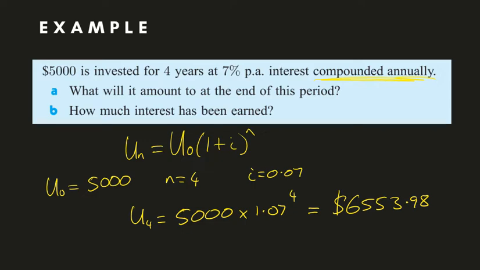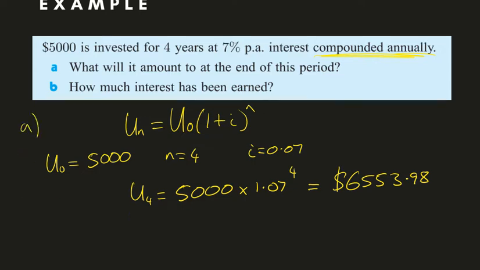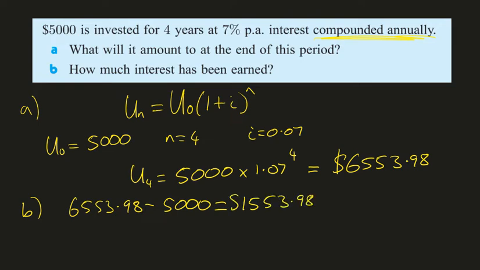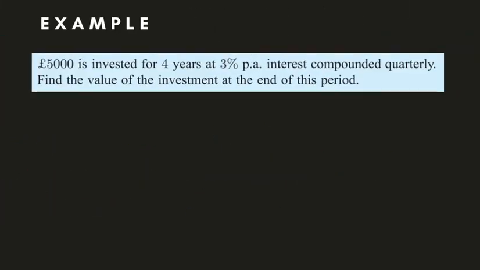That is it. Part B, how much interest has been earned? Well, we'll just take that number, 6553.98, take away the initial investment, and we've got the answer, haven't we? $1,553.98. Right, let's build up our skill set now.